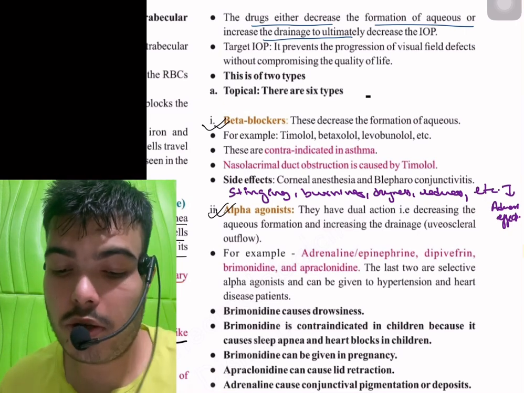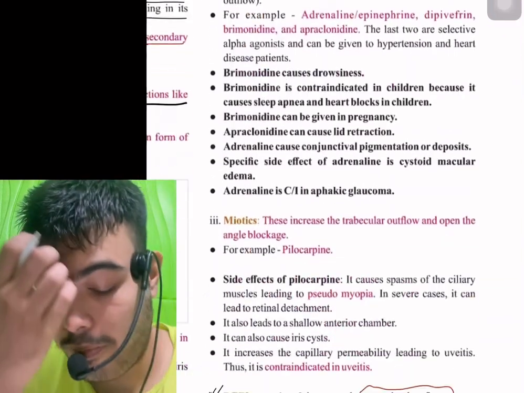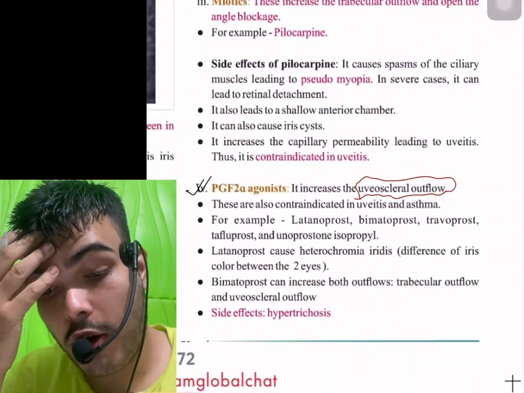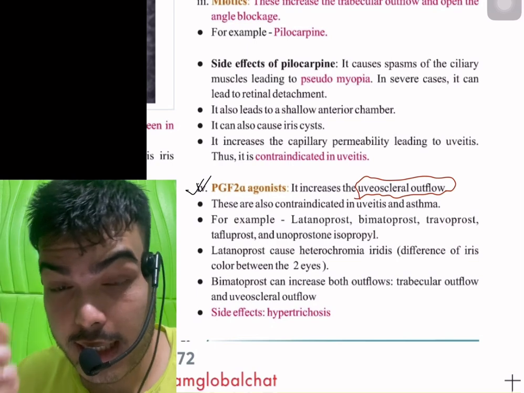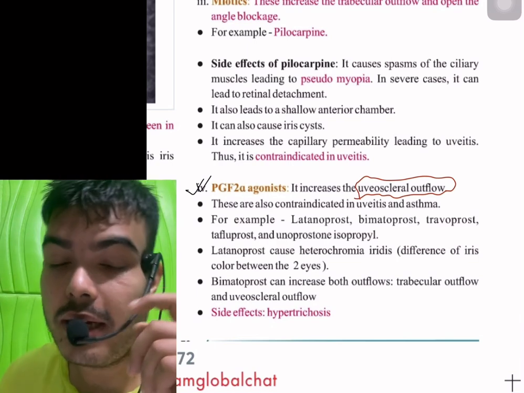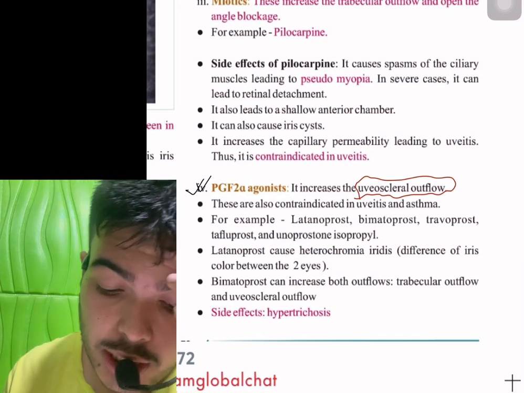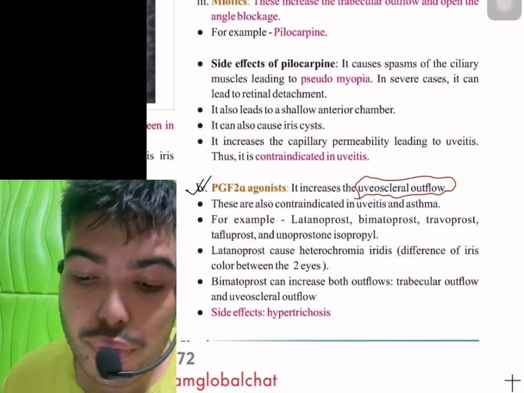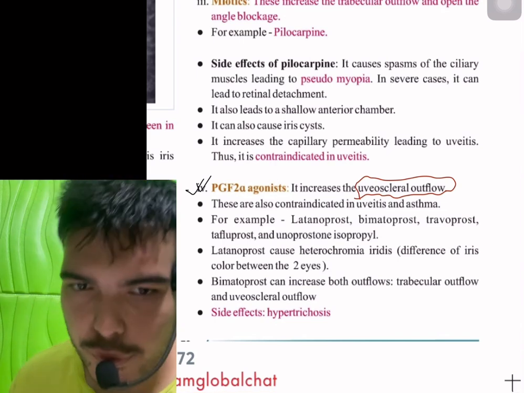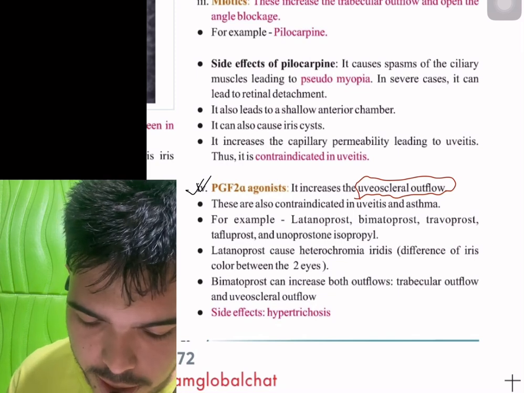So first of all, we'll talk about PG analogs. Why did I say that this is the first drug? Let's talk about PG analogs because PG analogs are the best drugs. Okay, they increase the uveoscleral pathway, and they are available as, for example, latanoprost.